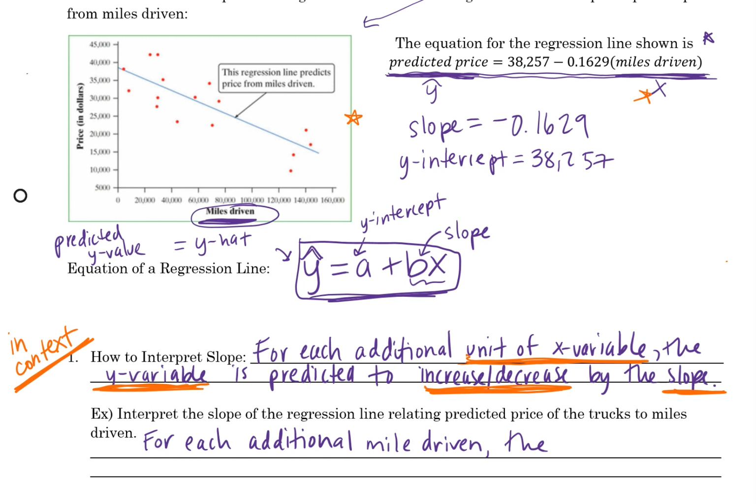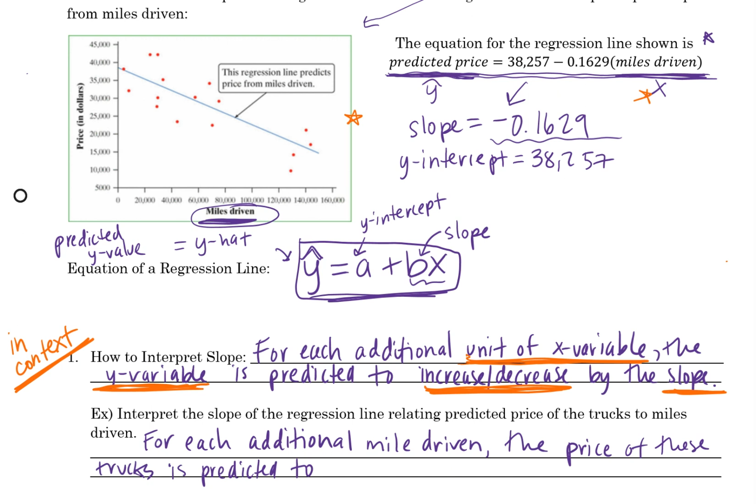Okay, well, what is the y variable? Because that's what I'm supposed to fill in next. The price in dollars. So I'm going to say the price of these trucks. You don't even have to say of these trucks. I just like to throw in more context for funsies. So the price is predicted to, now in this case, are we increasing or decreasing, and how do you know? That's right, you're decreasing. You're decreasing in this particular case because the slope is negative.